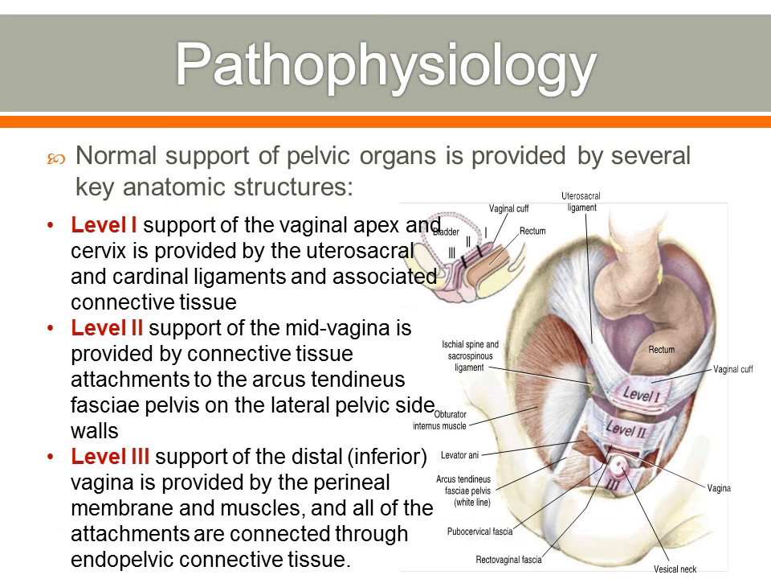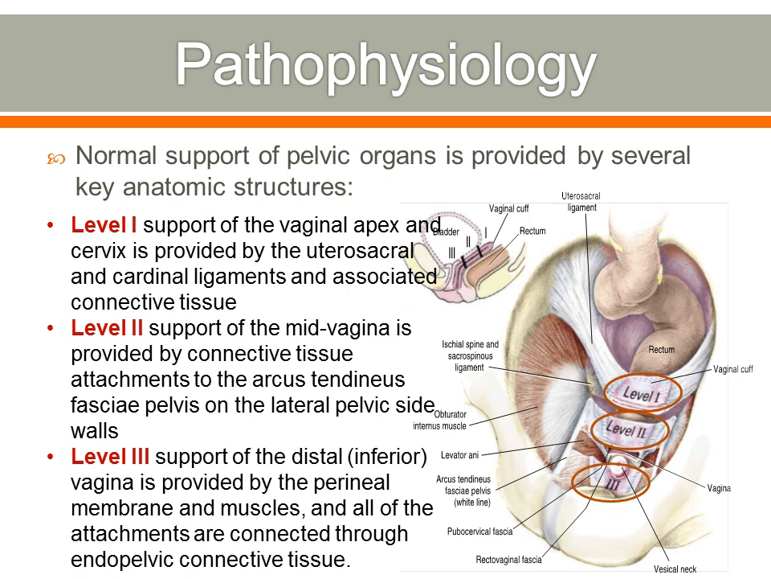For the pathophysiology of pelvic organ prolapse, normal support of pelvic organs is provided by several key anatomic structures. Level 1 support of the vaginal apex and cervix is provided by the uterosacral and cardinal ligaments and associated connective tissue. Level 2 support of the mid-vagina is provided by connective tissue attachments to the arcus tendineus fascia pelvis on the lateral pelvic sidewalls. Level 3 support of the distal or inferior vagina is provided by the perineal membrane and muscles, and all of the attachments are connected through endopelvic connective tissue.